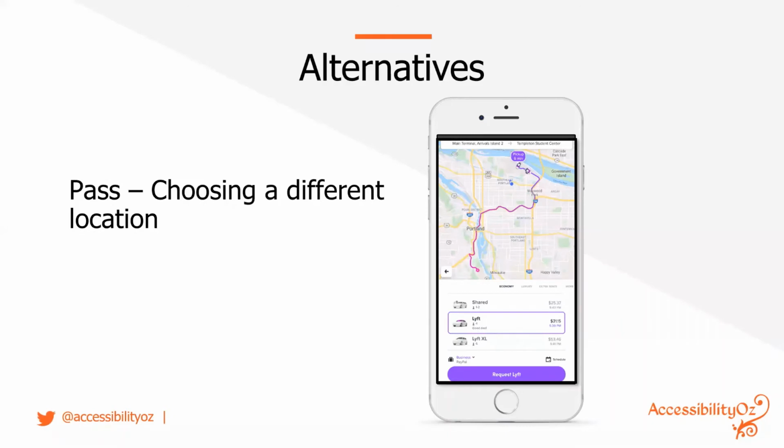This is a pass. So this is Lyft here, and you can see that you're actually located in Northeast Portland, where the blue dot in the top middle is, but you've actually specified a pickup address that is not your current location. And that is a pass, where you can choose a different location to where you're geolocated.